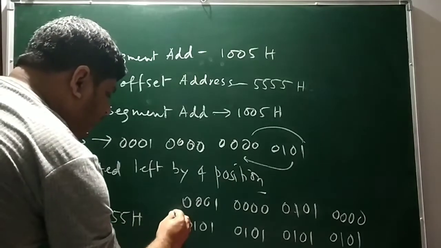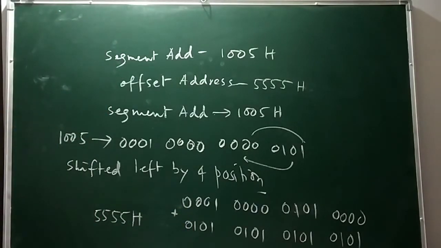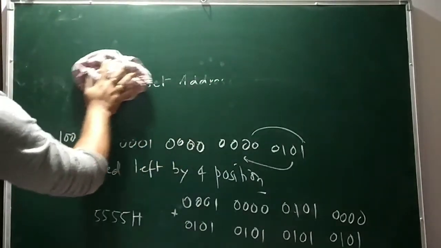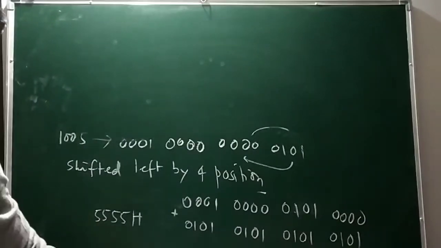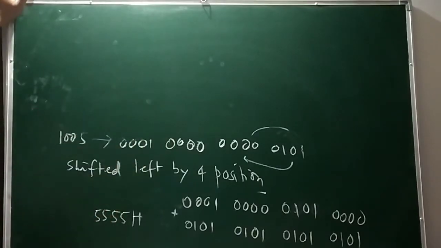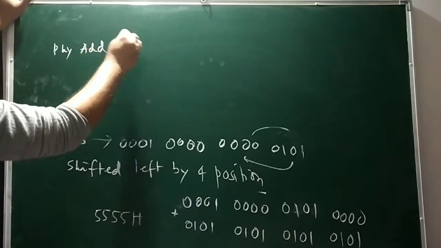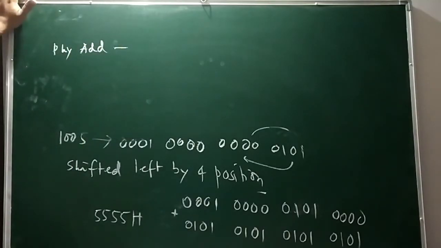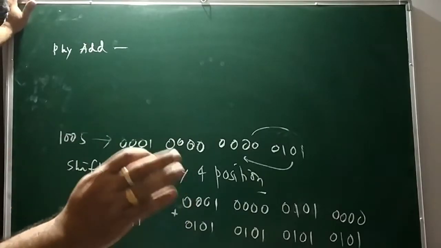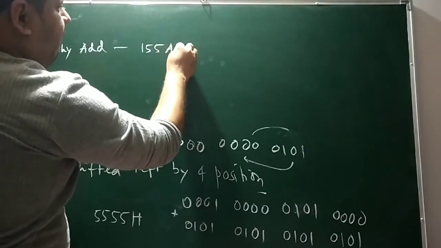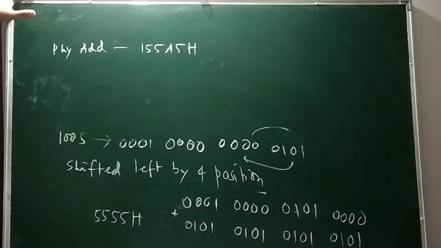Now we have to add these two numbers so that we can have the physical address. So the physical address will become what? 155A5H. Our physical address will be this, means in binary it will be equivalent to what?